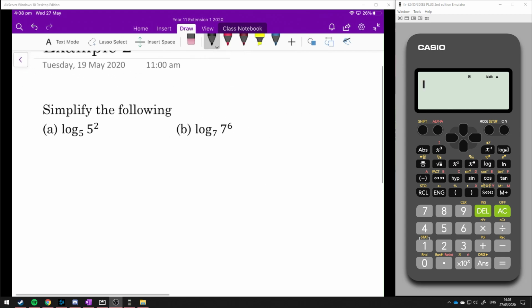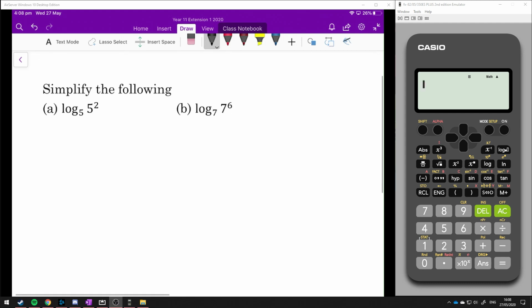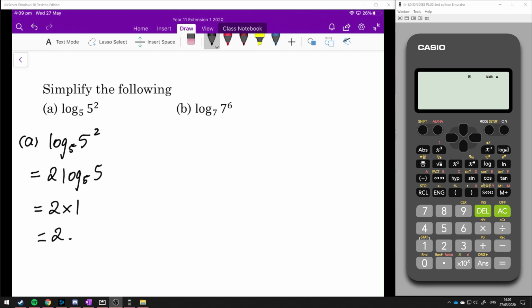Simplify the following. Now we've got some that we can actually simplify using these rules. A is log 5 of 5 to the 2, and B is log 7 of 7 to the 6. We'll start with A, and it's very similar to the one we just did. We could do 5 squared and work it out that way, or we could use our log laws and say this is the same as 2 lots of log 5 of 5. Because log 5 of 5 is just equal to 1, this is the same as 2 times 1. So it's equal to 2. And I'll write here that log 5 of 5 is equal to 1.